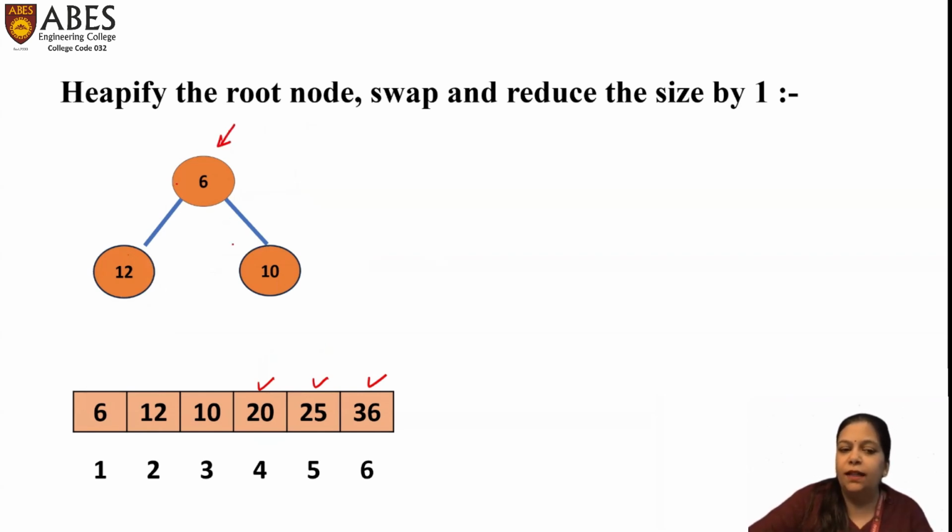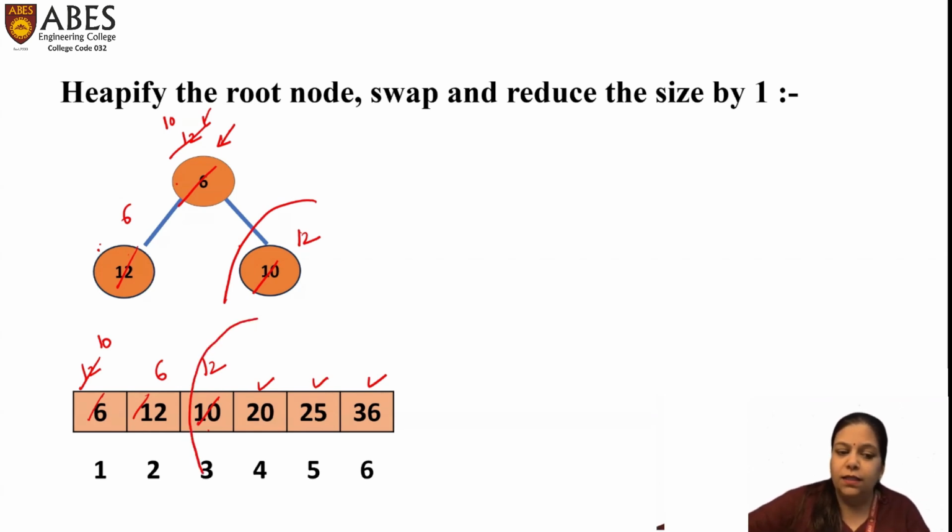Here, the 6 will be compared with the left child and the right child. And as 12 is the largest value, the 6 will be swapped with 12. So this will become 12 and this will become 6. And again, this root node 12 will be swapped with the last value. The last node of the tree is 10, so this 12 will be swapped with 10. So now the array will look like this: this will become 10, this will become 12. At this point, we will not delete the node, but we will reduce the size of the array such that 12, 20, 25 and 36 are now sorted. And the array will have only 2 nodes, that is 10 and 6.